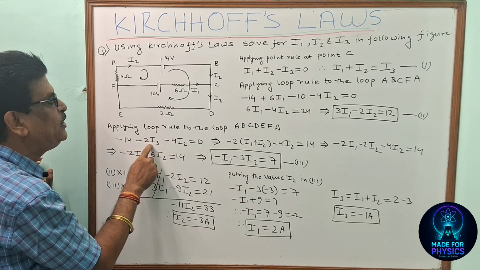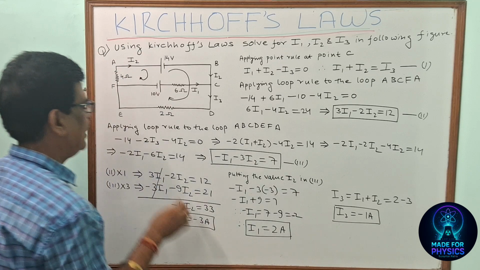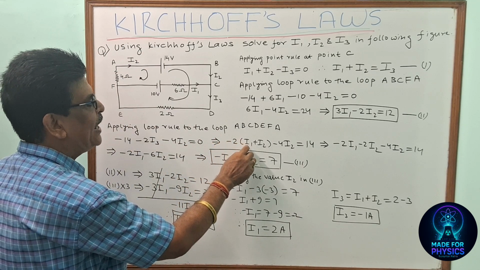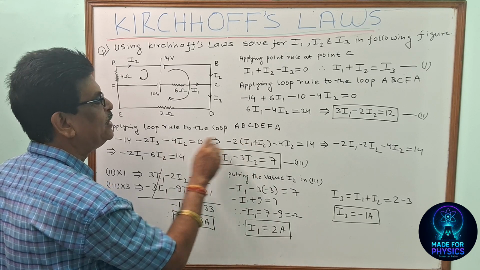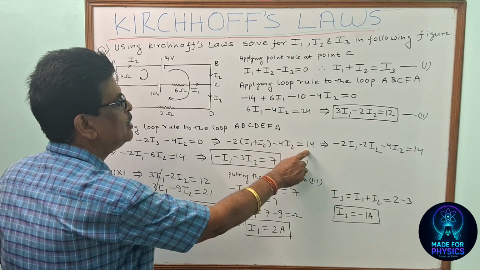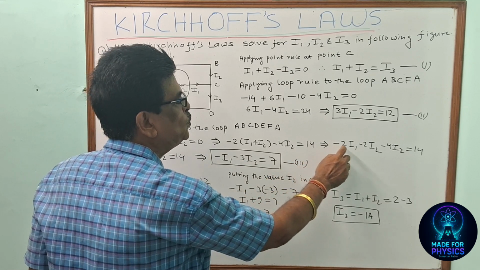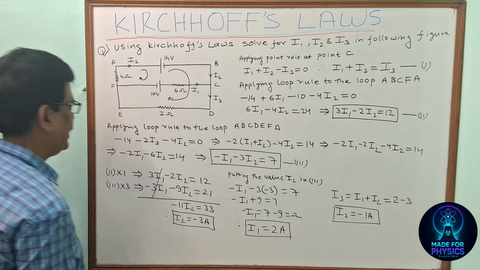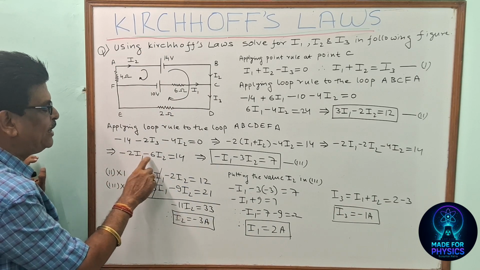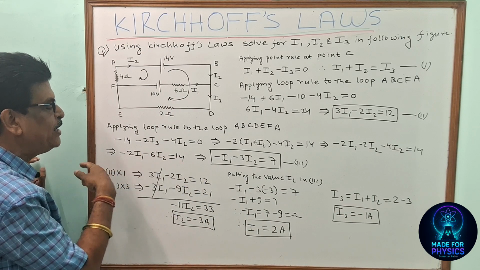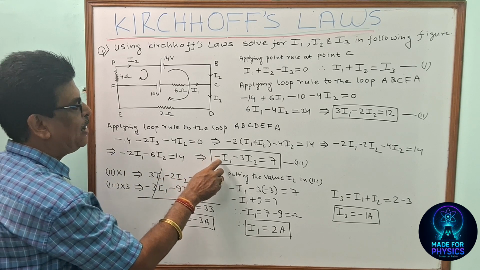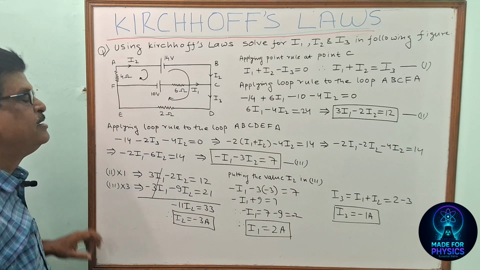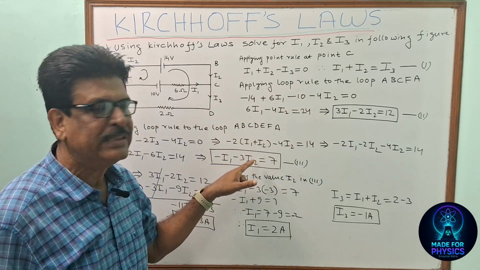We'll put the value of I3, which is I1 plus I2, and we'll take this 14 to the other side. So it becomes minus 2 times I1 plus I2, then this minus 4I2 is equal to 14, which can be further written as minus 2I1 minus 2I2 minus 4I2 is equal to 14. And that can be written as minus 2I1 minus 6I2 is equal to 14. Divide both sides by 2. So it becomes minus I1 minus 3I2 is equal to 7. This is equation number 3. I'll be solving equations 2 and 3 simultaneously.